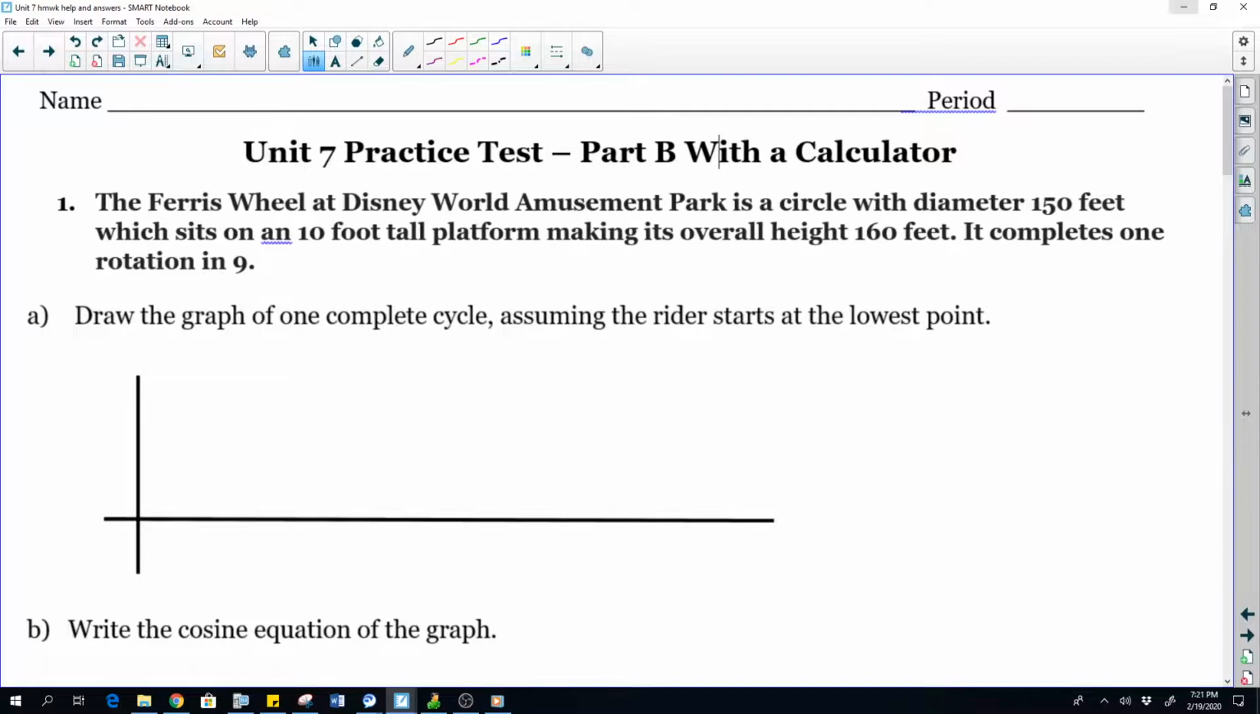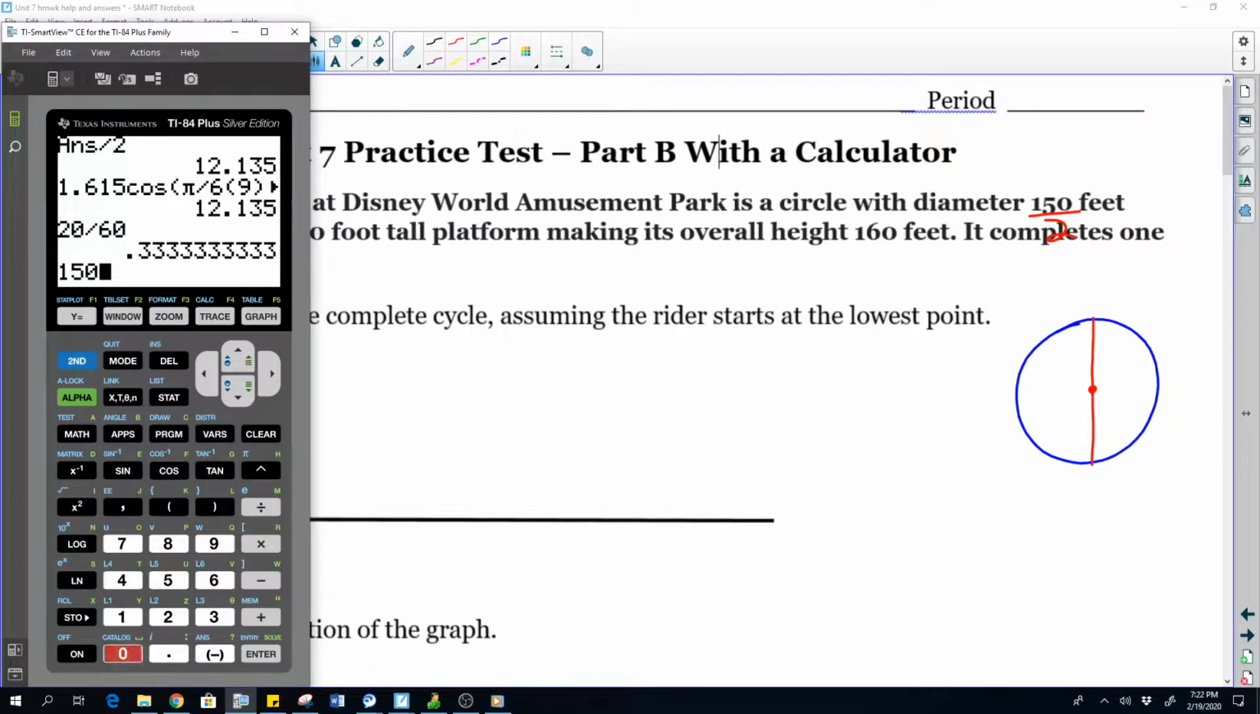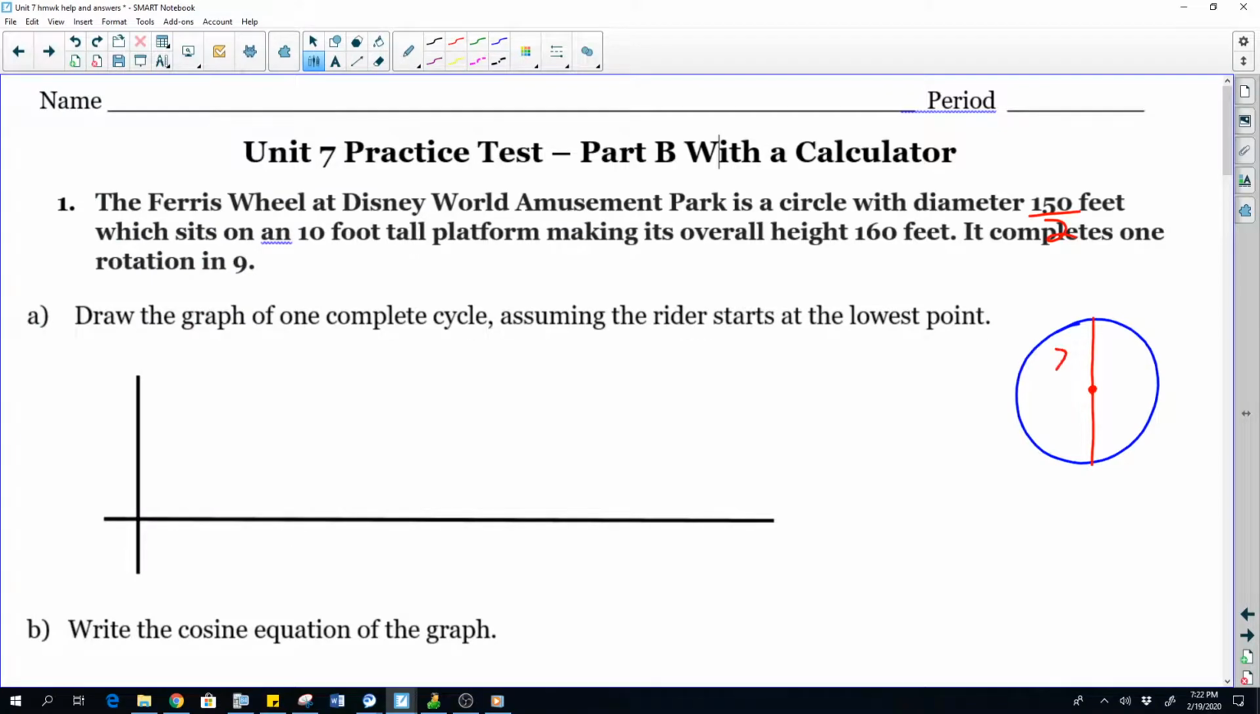Ferris wheel at Disneyland. Woo! Circle the diameter of 150 feet. So let's go ahead and draw that. It's always good to draw it. So don't forget, ooh, that's a pretty good circle. So if the diameter is 150 feet, the radius is going to be half that, right? And so 150 divided by 2, is that 75, I believe? 150 divided by 2. Nice. So we got 75 here and 75 here.